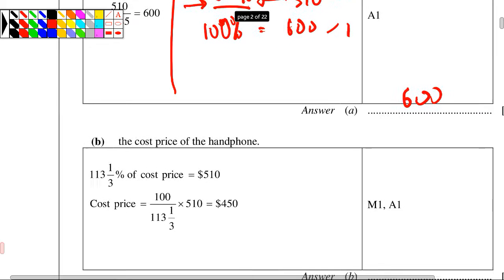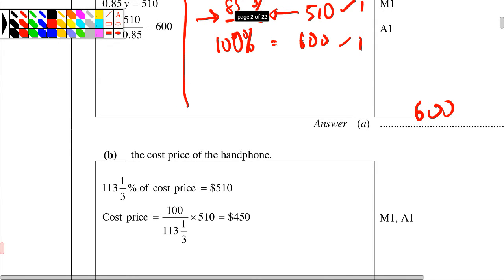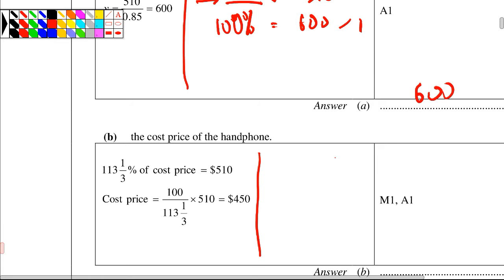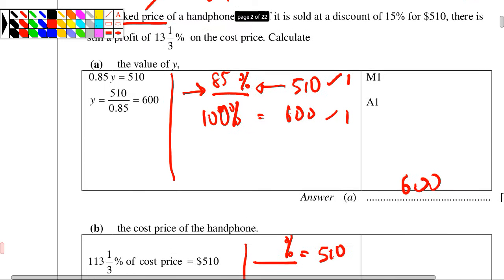The cost price. So cost price is like that. 510 is equal to how many percent? Hey, ignore this. I don't like this presentation. But 510 is how many percent? 100? He says I still earn 13%. So how much? 1. Oh, what's the answer for the top one? Is it? Okay, bottom one.